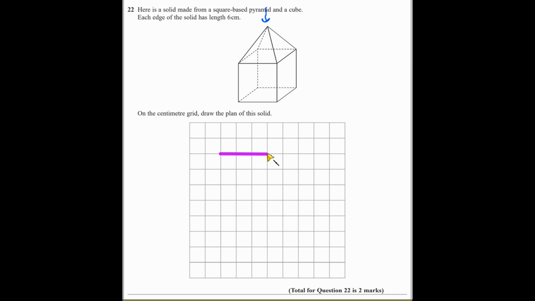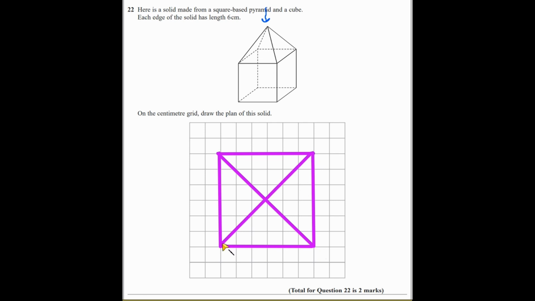So 1, 2, 3, 4, 5, 6. And let's fill it in. 1, 2, 3, 4, 5, 6. Make it into a square. Again, be as accurate as possible. Then you have to say, what else would we see? Well, from above, we would see, imagine it's a house, we would see the roof of the house. And it would look like that.